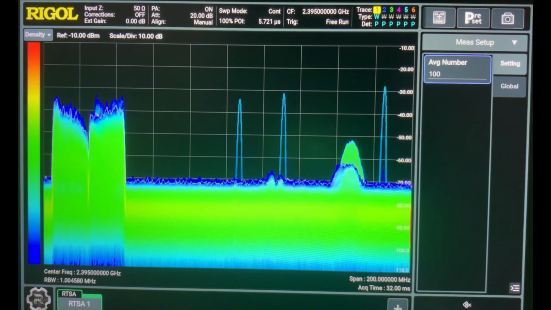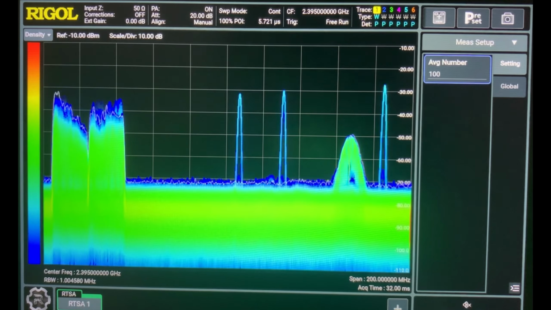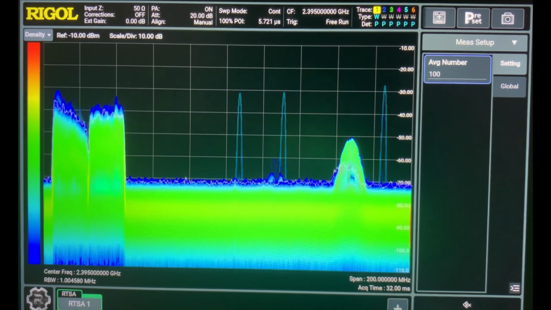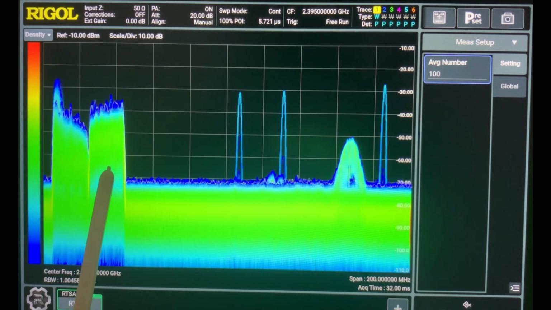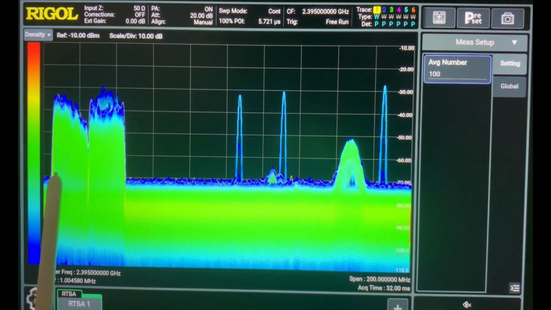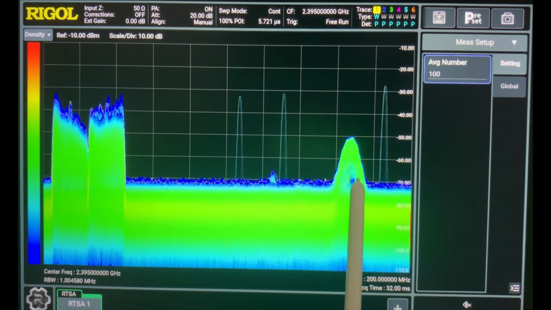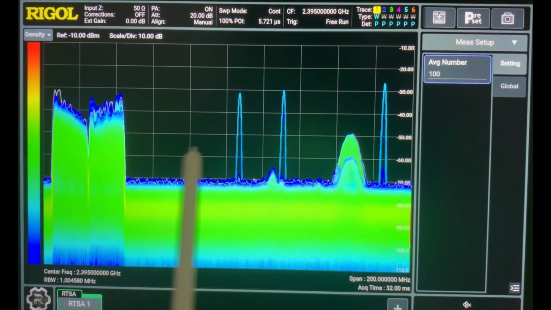Another useful view is density. It shows how often a signal appears at each frequency. Rare signals look faint. Frequent signals look bright. Here are the Wi-Fi signal and two LTE signals. The brightest one is the LTE signals. They are always there. Wi-Fi is not as bright as the LTE signals, but brighter than the Bluetooth signals.